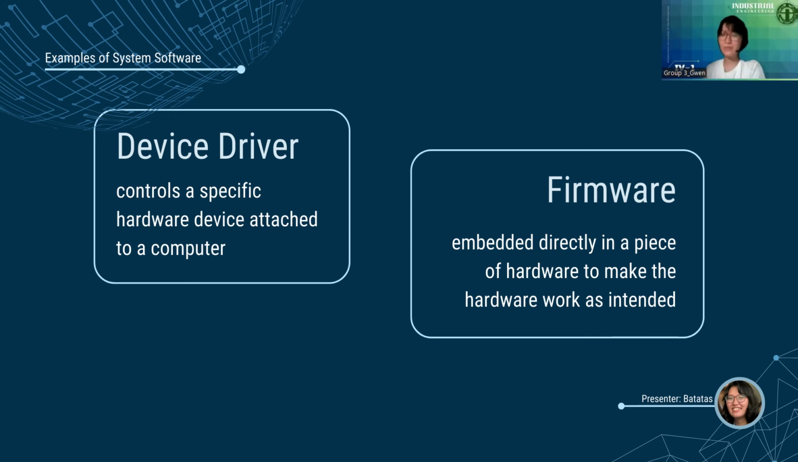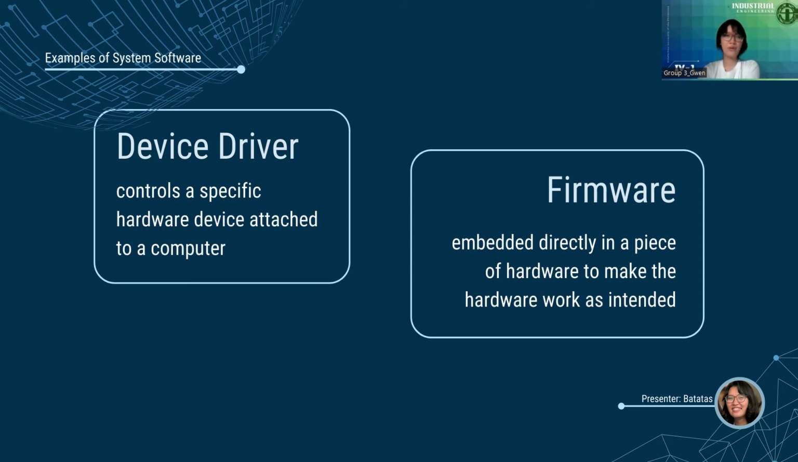Lastly, for the system software, we have the firmware. The firmware is embedded directly in a piece of hardware to make the hardware work as intended. Firmware is programmed by the manufacturer and is installed on a digital device right in the factory. So all computing devices have firmware.